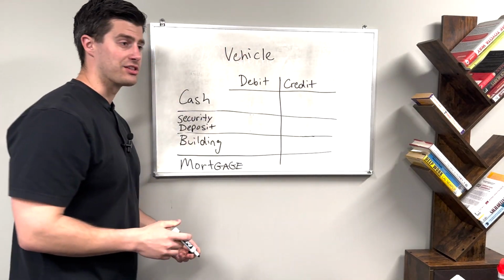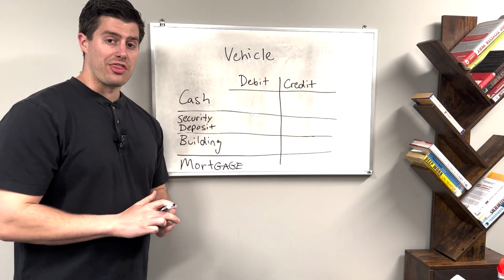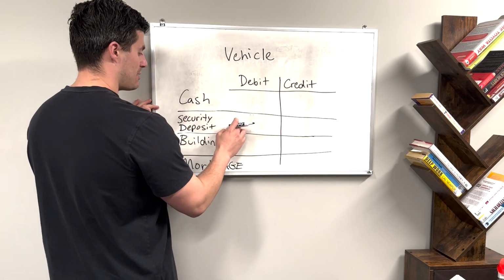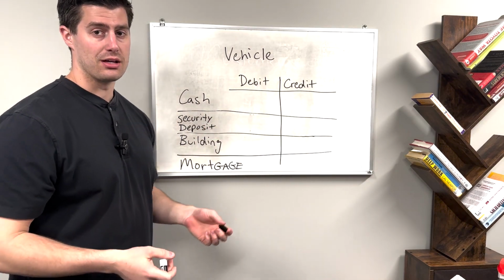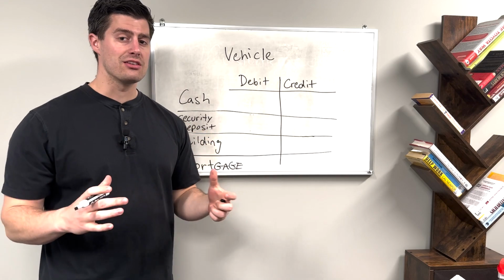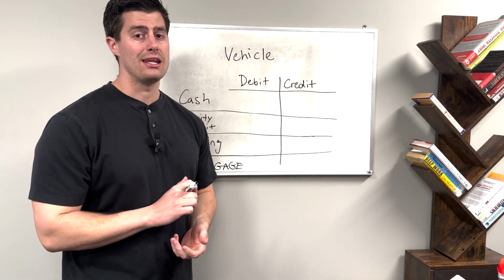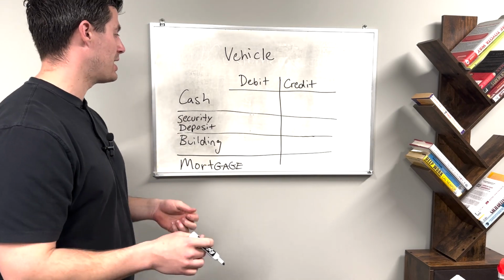Okay, so you just put down $1,000 of a security deposit. So before we had a credit to cash and a debit to security deposit, which made sense because security deposit was an asset. We had this $1,000 that we gave to somebody. Okay, so now we are buying a property. We're a real estate investor. We're buying a property.